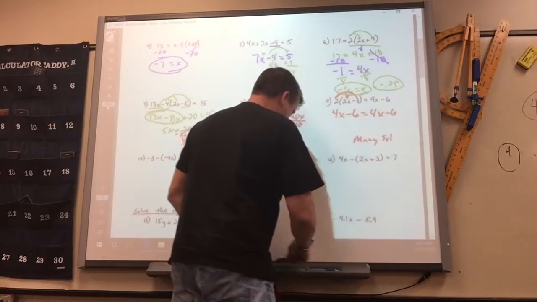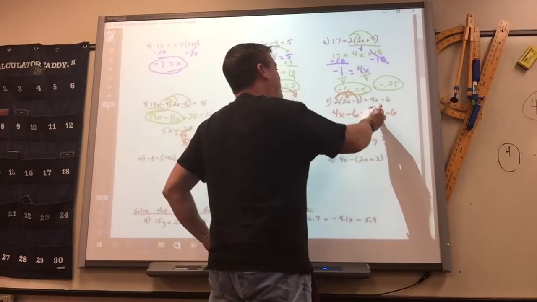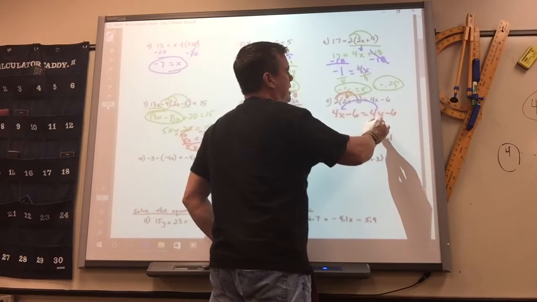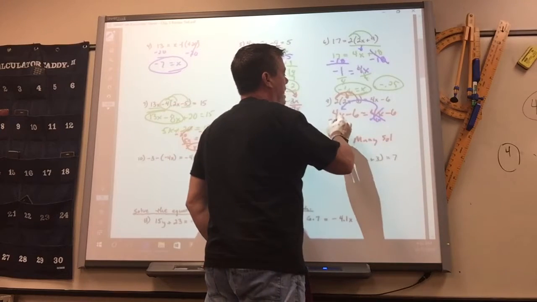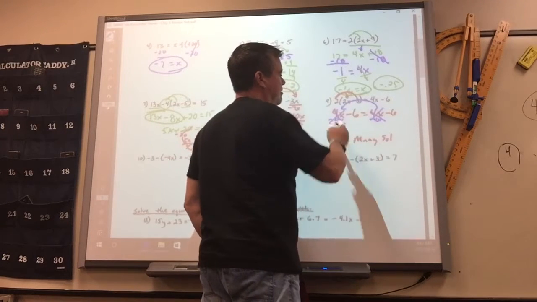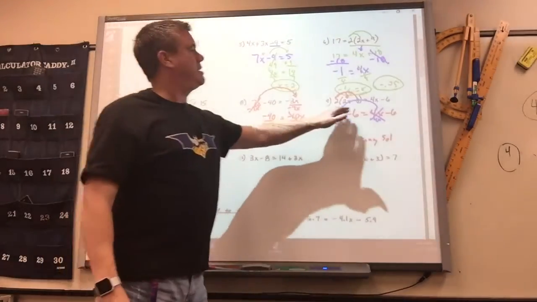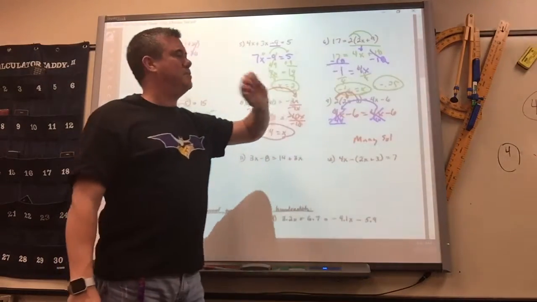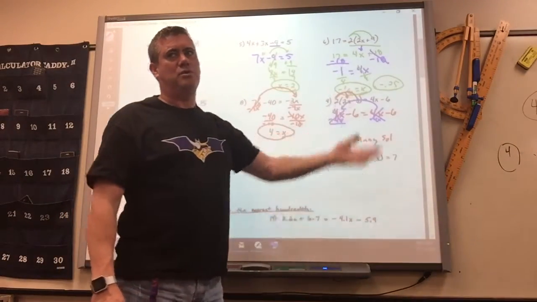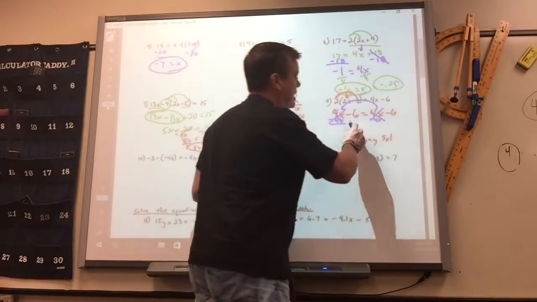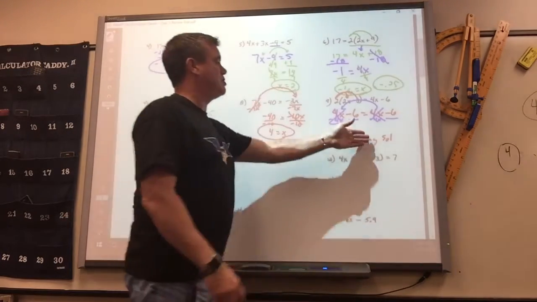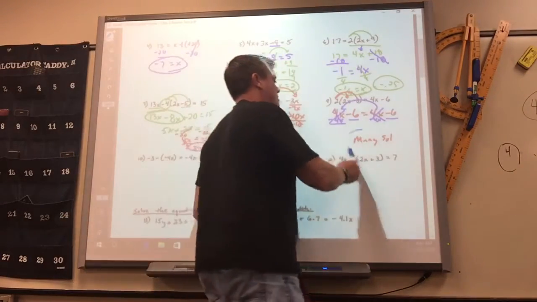Now if you didn't notice this, if you tried to get the x's together, to get rid of it, I'd minus it, and they cancel off both sides. If the x's or letters cancel off both sides, it's either many solutions or no solution. What's left is negative 6 equals negative 6, which is true, so that's why it's many solutions.